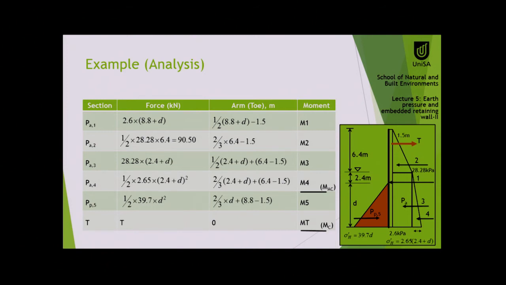But what is the point of rotation? At T. And T is 1.5 meter from the top. So the middle of the rectangle would be half of 8.8 plus d. But you are not taking moment from the top, you are taking moment from T. And T is 1.5 meter below the top. So you need to take that out. So the distance from T to the center of this rectangle is (8.8 plus d) by 2 minus 1.5. Got it? For every force you have to do the same thing.